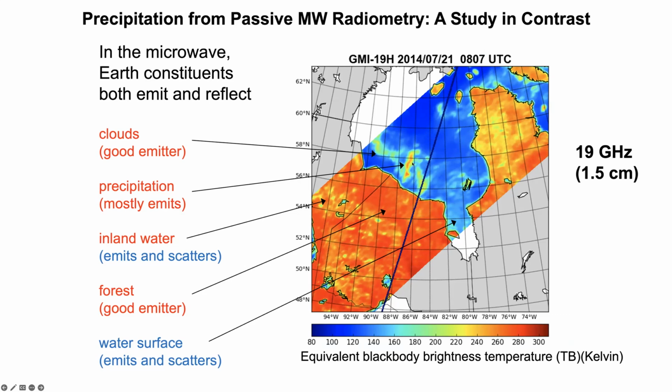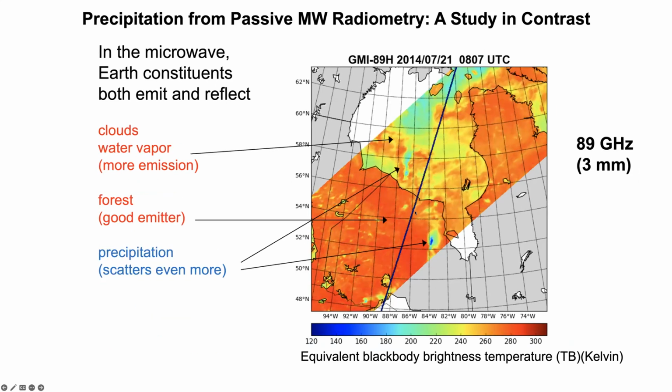But precip, you can see it right here where my mouse is moving, tends to emit radiation quite well at this frequency, so it starts to warm. For example, inland water bodies right here tend to emit and scatter a little bit, so they're somewhere in between. Now, if we switch to a higher frequency on this radiometer, this is up at an 89 gigahertz channel, which is a 3 millimeter wavelength, things are a little bit different. You can see precipitation scatters even more, and so it starts to get quite cold. These temperatures are down near 120, 160 Kelvin. And water vapor in clouds are still pretty small at that wavelength, so they tend to emit even more, and so they start to warm up even more.